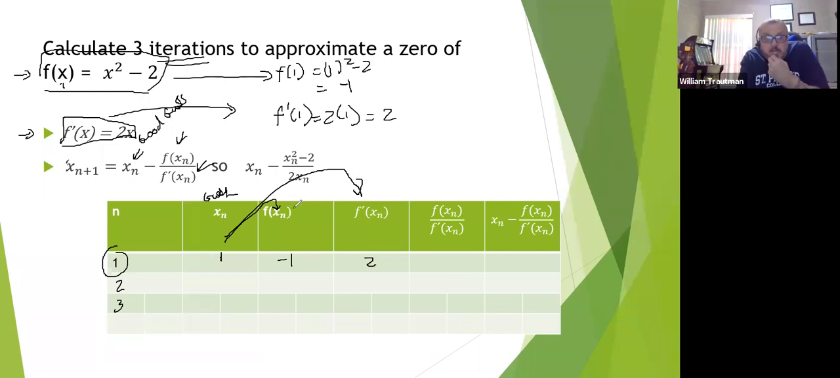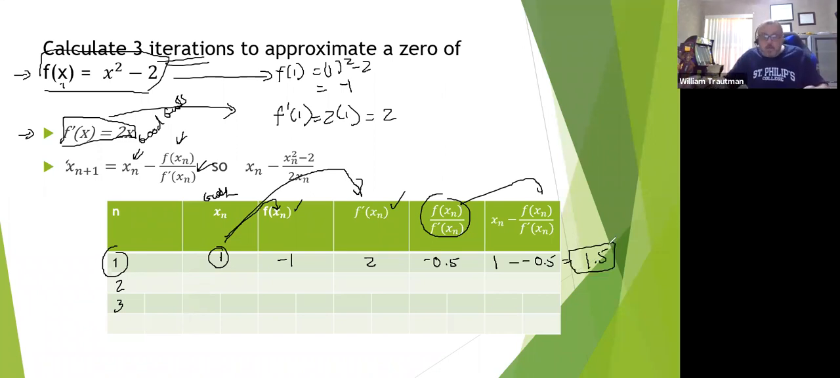Okay, so here's what happens when I plug 1 into the function. Here's what happens when I plug 1 into its derivative. And then it says divide: -1 divided by 2 is -0.5. And then it says subtract from x of n. My x of n was 1, and I'm going to subtract whatever I got right here. Do you see? I got -0.5, so this equals 1.5. So on my first iteration, I end up with 1.5.